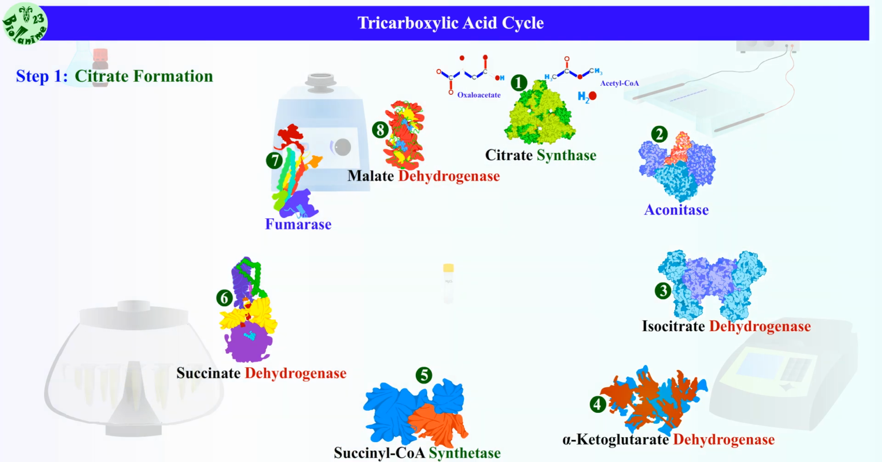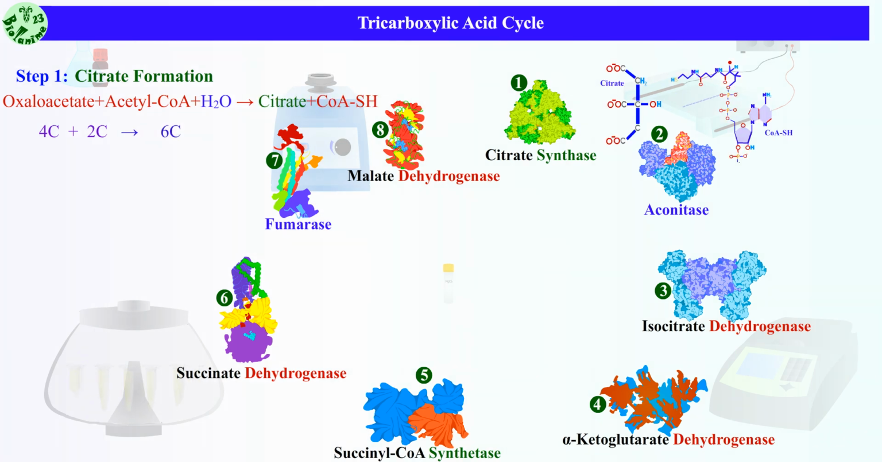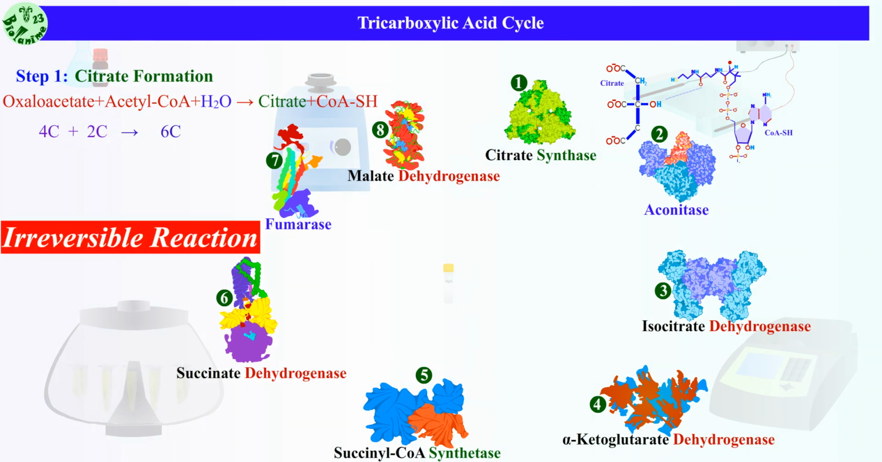Step 1 is the formation of citrate. The enzyme citrate synthase will condense oxaloacetate, a 4-carbon molecule, with acetyl-CoA, a 2-carbon molecule, to form citrate, the 6-carbon molecule, and release CoSH, which is an irreversible reaction, and the step is highly regulated.